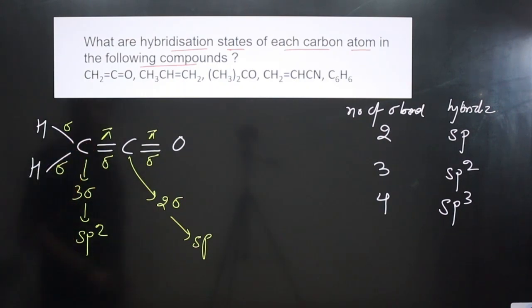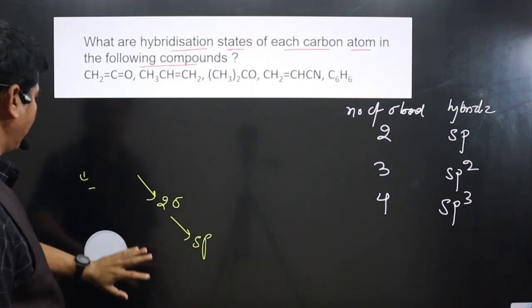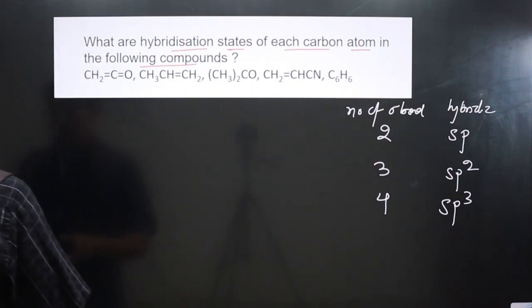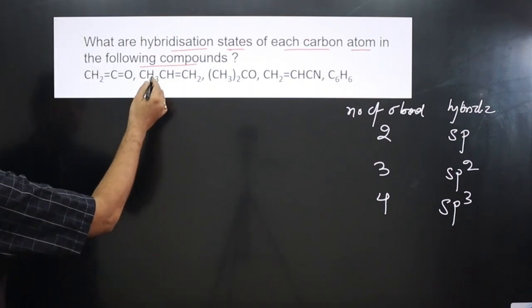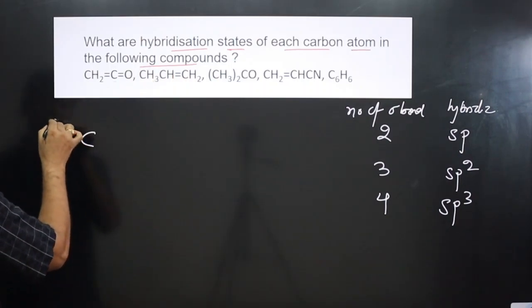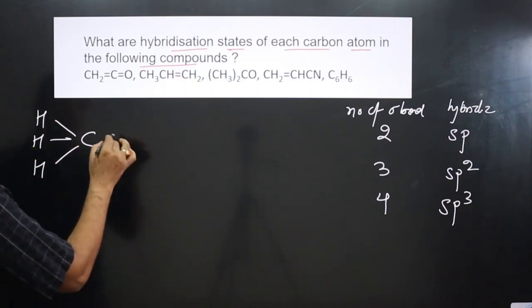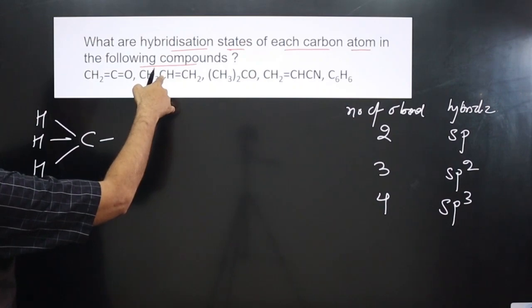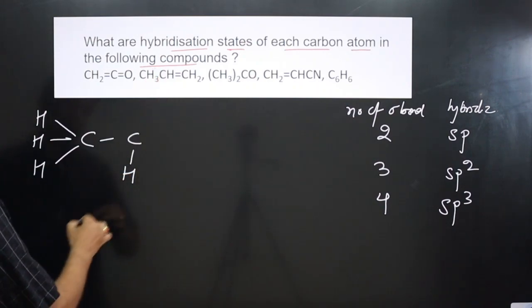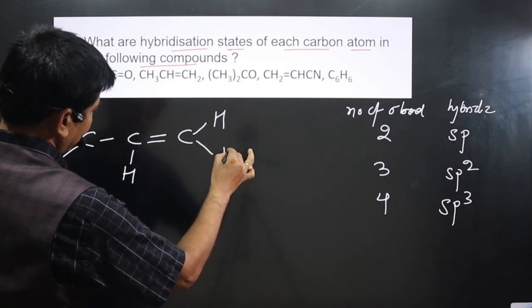Now move on to the next compound. The next compound is CH3CH=CH2. So we can draw the structure. This carbon is there, and to this carbon 3 hydrogens are attached. Next we have C, and to this second carbon 1 hydrogen is attached. Then it is forming a double bond. Then we have CH2, I can mention H and H.